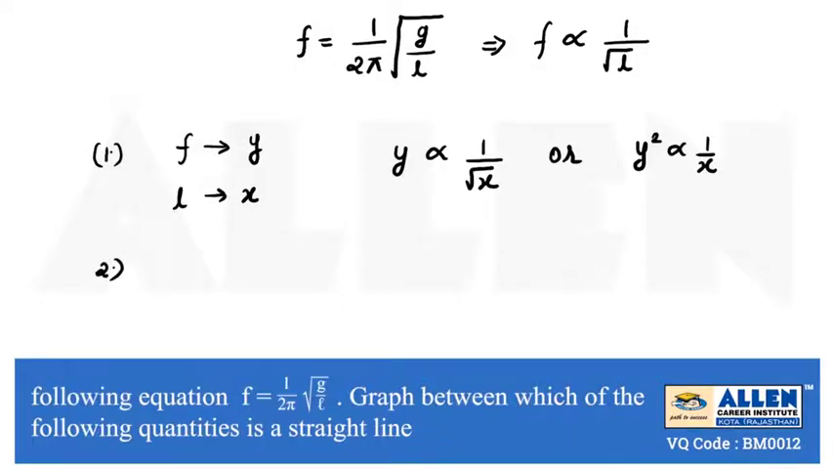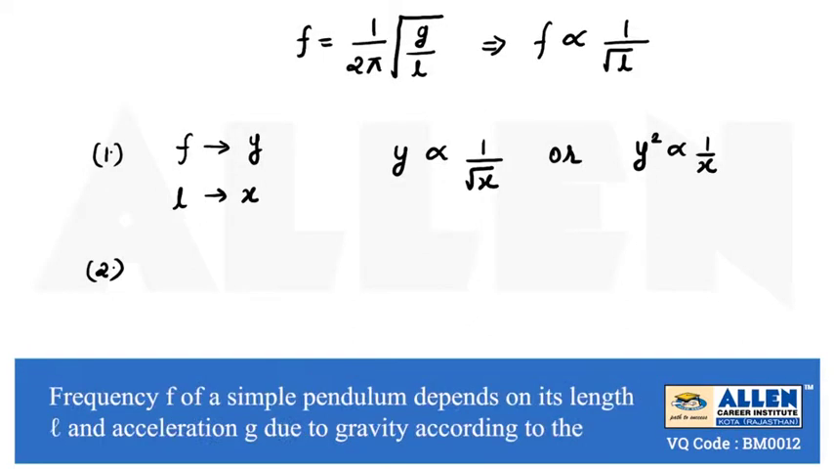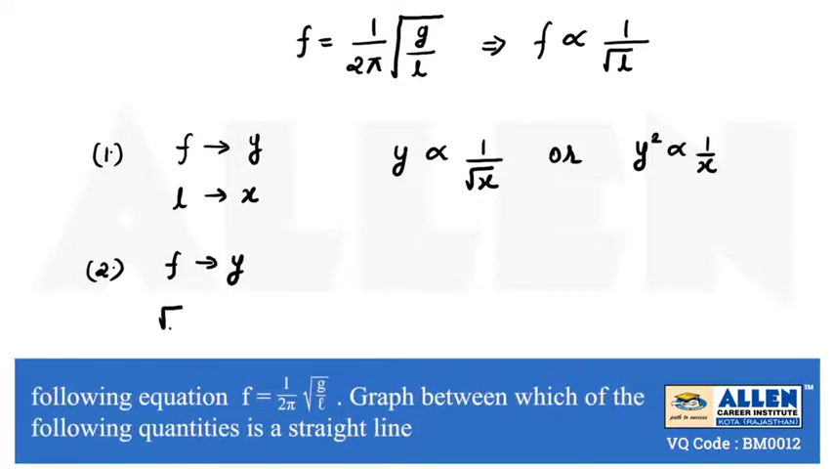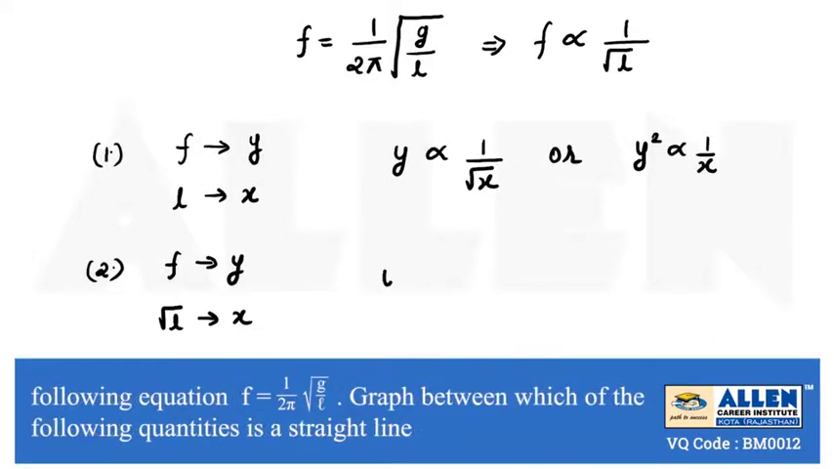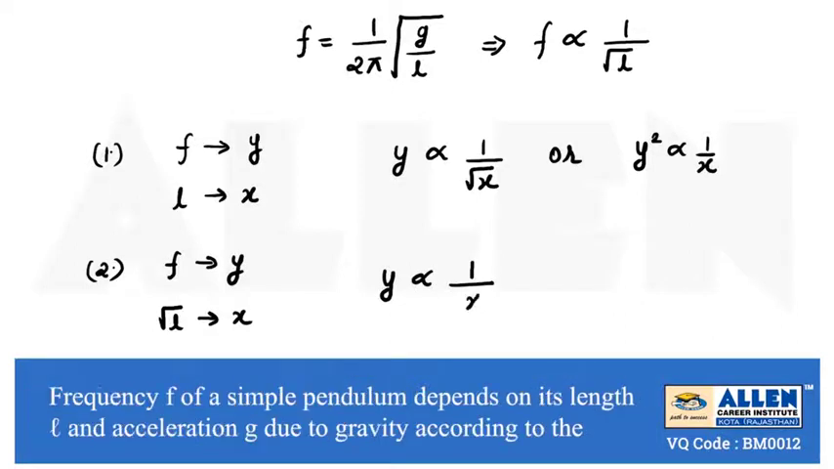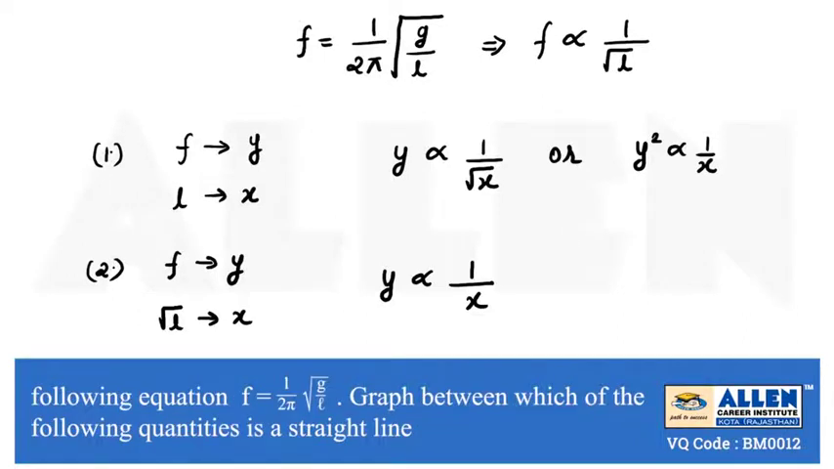Now we go to the second option, that is f on the ordinate and root L on the abscissa. Again we will replace f in our relation with y and root L with x. So here we get y inversely proportional to x, which is a relation of a rectangular hyperbola, not a straight line. So again this will be a false answer.